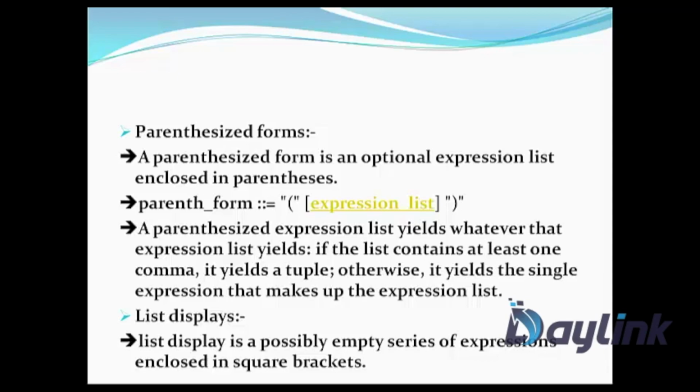If the list contains at least one comma, it yields a tuple; otherwise it yields the single expression that makes up the expression list. An empty pair of parentheses yields an empty tuple object. Since tuples are immutable, the rules for literals apply.